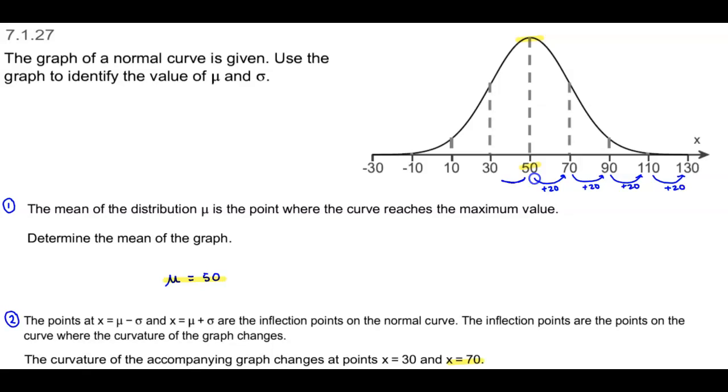Now, going below, we're going to subtract 20. So that's 1 standard deviation below the mean. And then this is another 20, so that's 2 standard deviations below the mean. And this is 3 standard deviations below the mean. And this is 4 standard deviations below the mean. So again, we're subtracting 20 to get below the mean, and adding 20 to get above the mean.